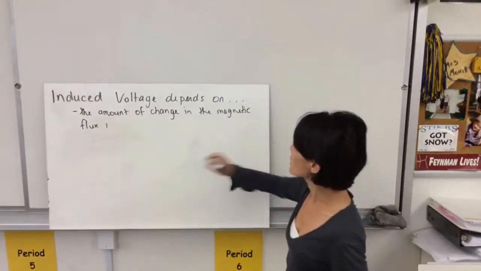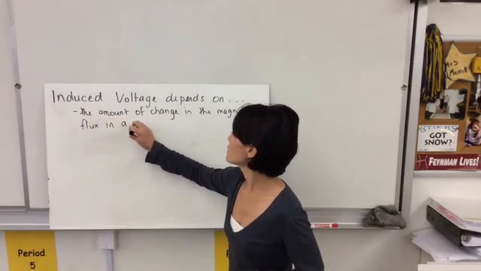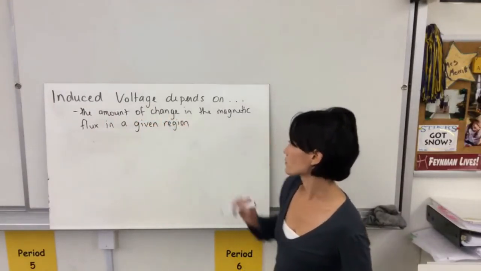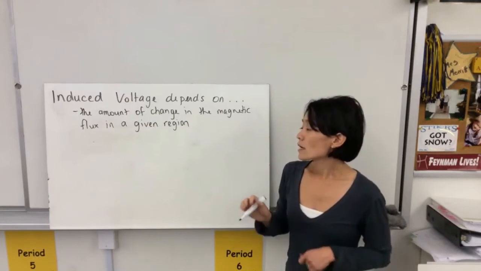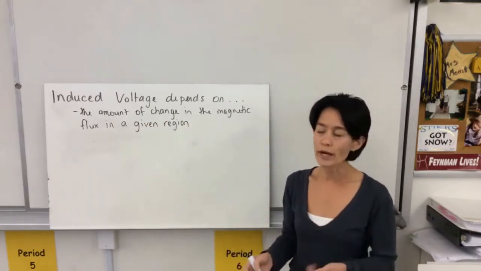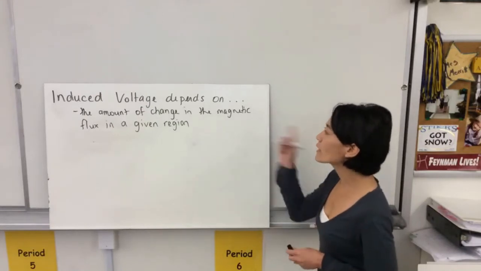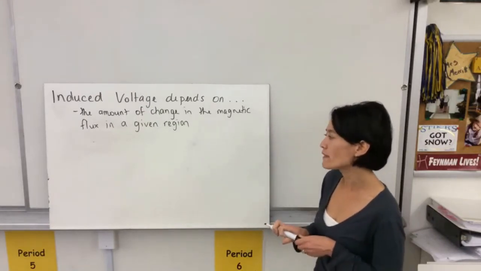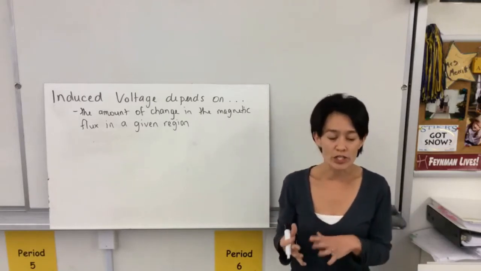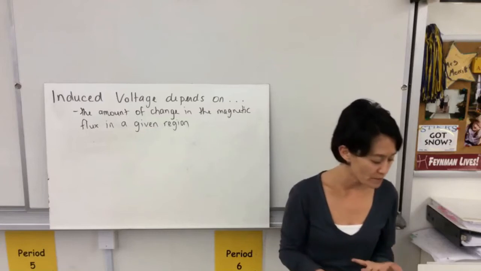So it's the amount of change in the magnetic flux in a given region. Because again, all it is is how that magnetic field is changing near this wire. So if we think about how the magnetic flux can change, how can the amount of magnetic field lines I have in a given region change? There's a couple of factors that it depends on.